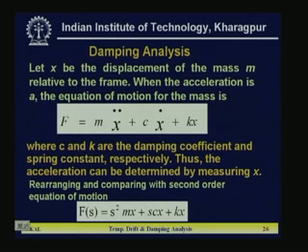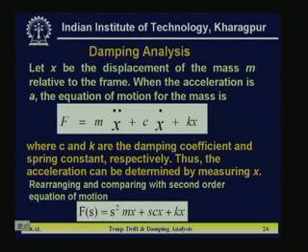So, in this the force equation of motion is written, all of you know the equation is F equal to m x double dot plus c x dot plus k x, where c and k are the damping coefficient and spring constant respectively. M is the mass and x is the displacement. The acceleration can be determined by measuring the displacement x.